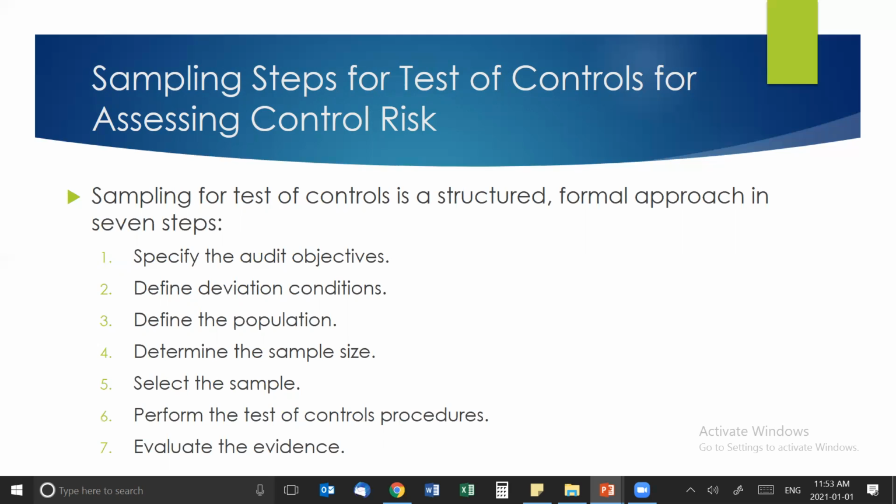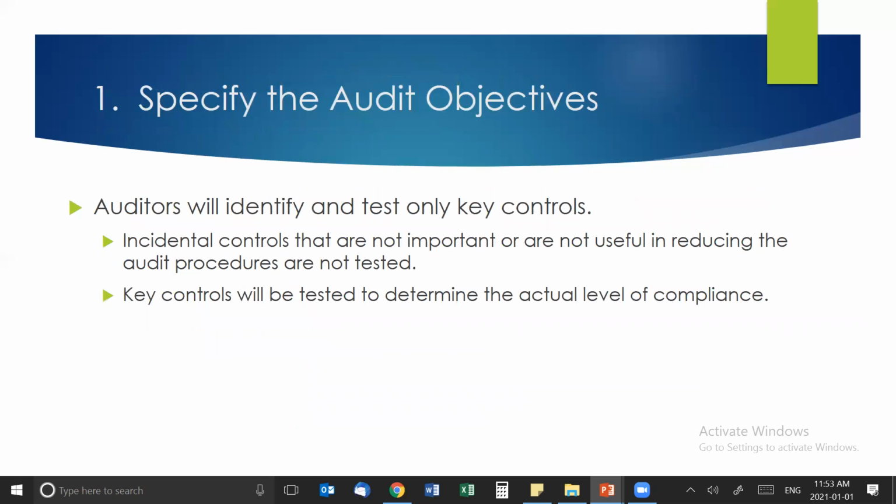So we'll go through each one individually. The first one is figure out the audit objectives. When we looked at chapter 9, we looked at the types of control objectives that you want to meet with the types of audit procedures that you do. So first you have to figure out what control objectives you are going to satisfy by doing these tests of controls. Okay, so you'll do that first.